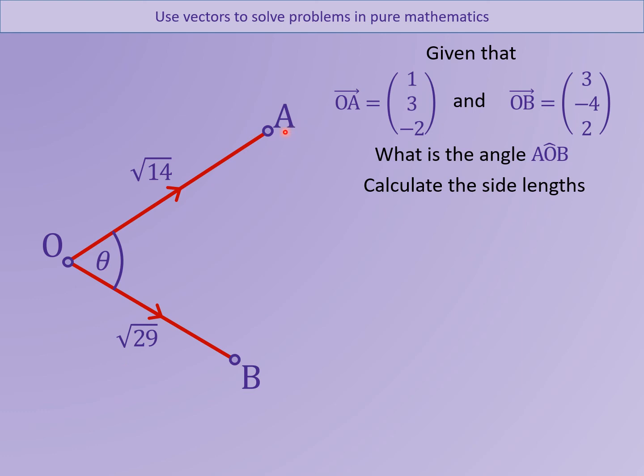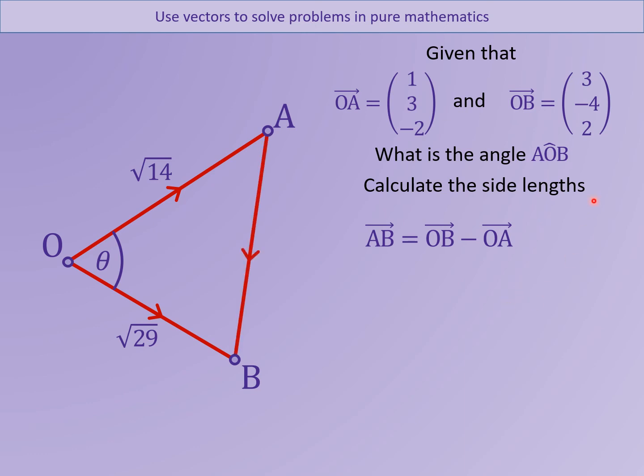But to do the cosine rule, I need to know this length here. Now, I can work out that length there because I know how to work out A to B. I can work out A to B because I can do O to B minus O to A. Okay, so I can work it out like that. It goes from A to O to B. So I can work it out using this technique I've seen before.